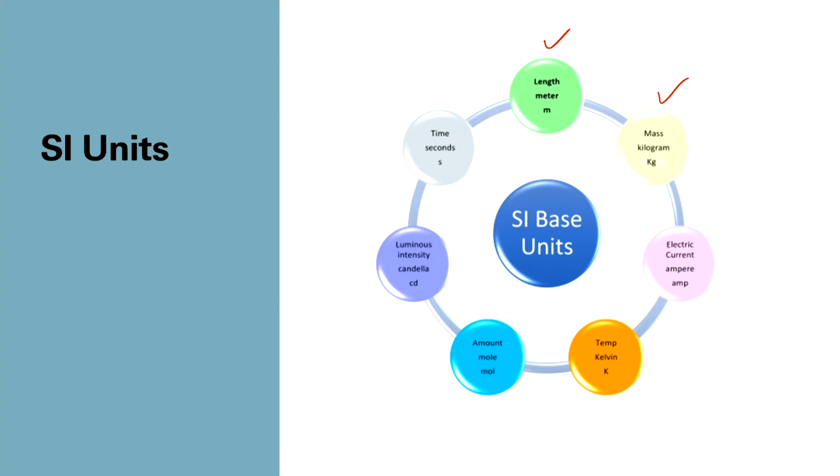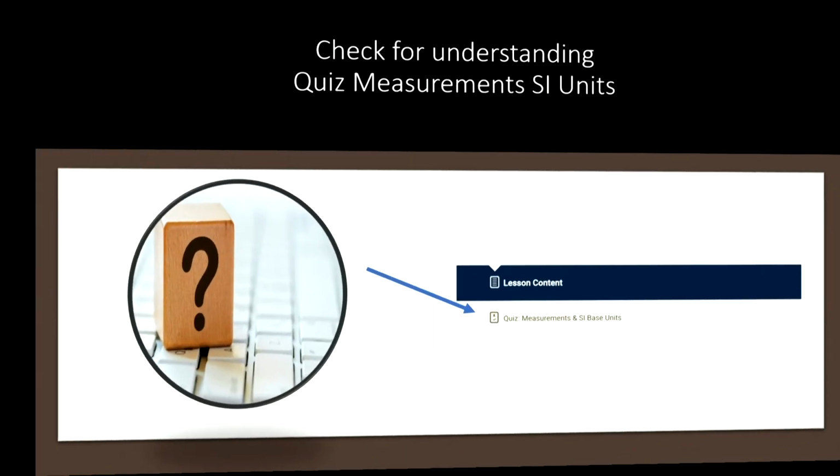Our electric current is amps. Our temperature is in Kelvin. We generally make our measurements in degrees Celsius using our thermometer. The amount of a substance is measured in a mole. Luminous intensity is measured by candelas. Our time is measured in seconds.